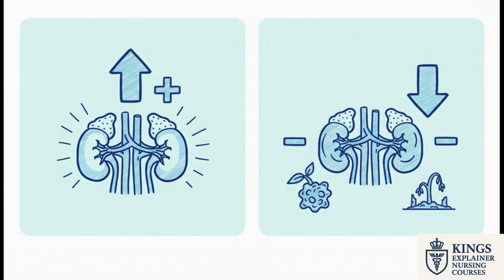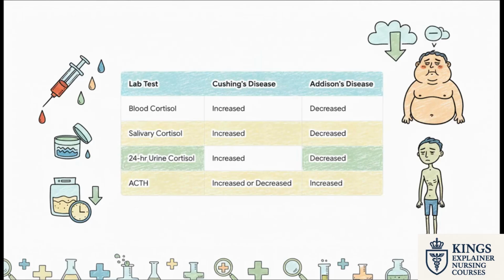On the flip side, you have Addison's disease. This is adrenal insufficiency, where the adrenal cortex just isn't producing enough cortisol to get by. And just like before, the labs are our guide. In Cushing's, you're going to see high cortisol levels pretty much everywhere, in the blood, in the saliva, in a 24-hour urine collection. In Addison's, all those levels are going to be low.